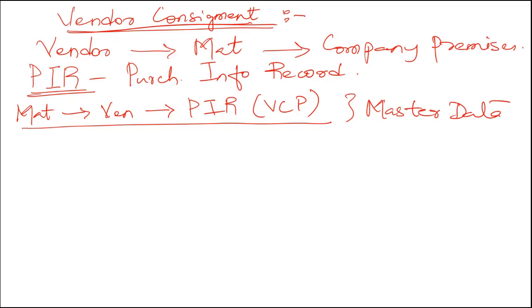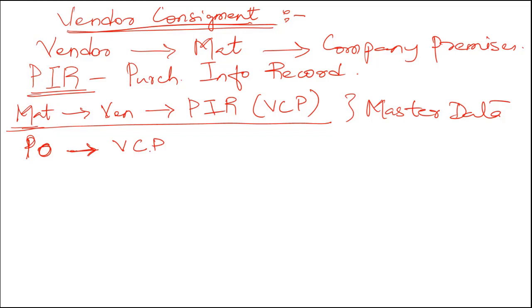once you maintain this master data, usually what happens? You have a material, and the vendor is going to store the material, right? So what will we usually do? Even though the vendor is maintaining the stock, we need to generate the PO. So first is PO. We need to maintain PO with respect to the vendor consignment process.